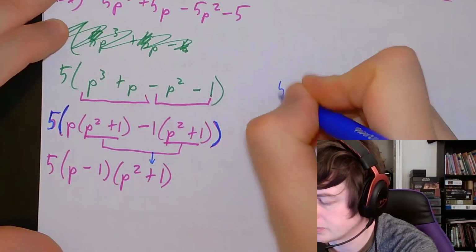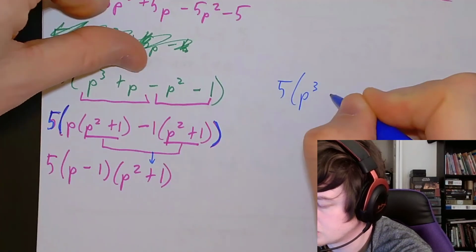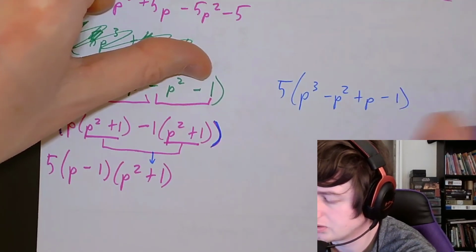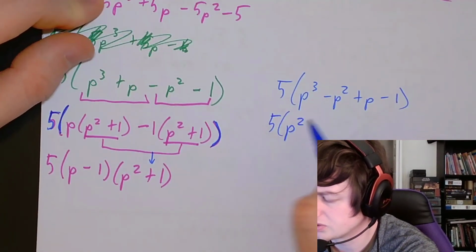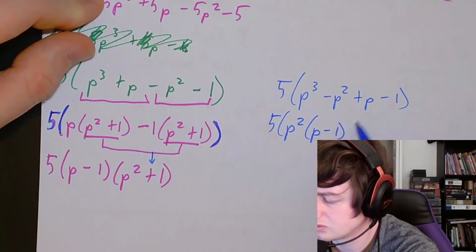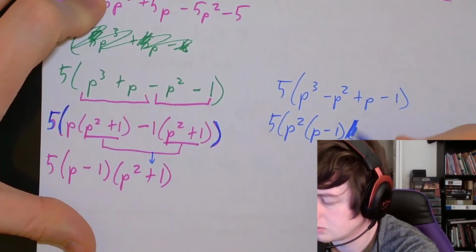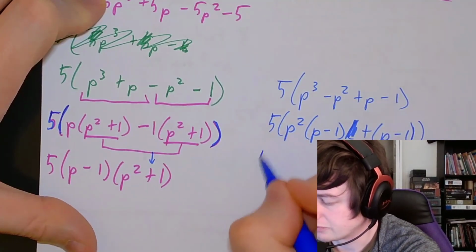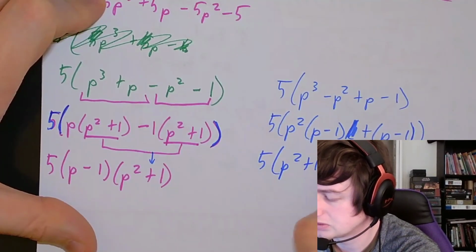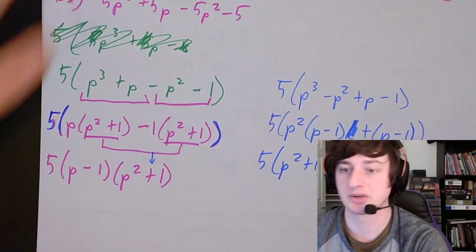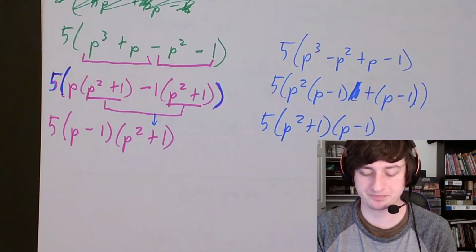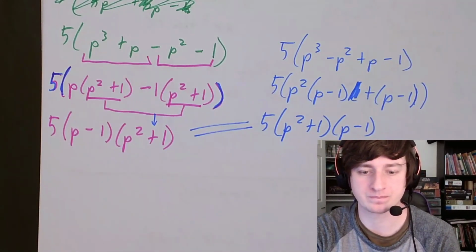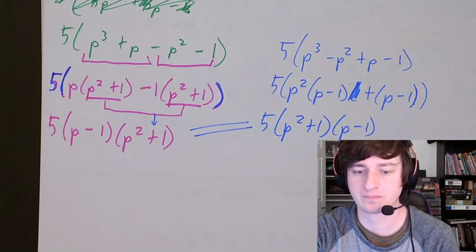Yeah, because if you do standard form, then it's 5 times p cubed minus p squared plus p minus 1, and then it's 5 times p squared times p minus 1, plus p minus 1. And so we get 5 times p squared plus 1 times p minus 1. I don't know why they didn't write that problem in standard form. You get the same thing both ways. Those two things are equal to each other. Okay.